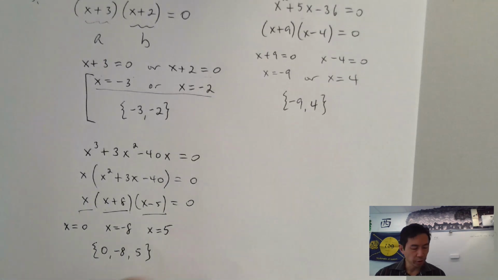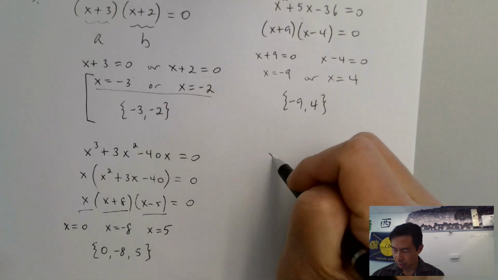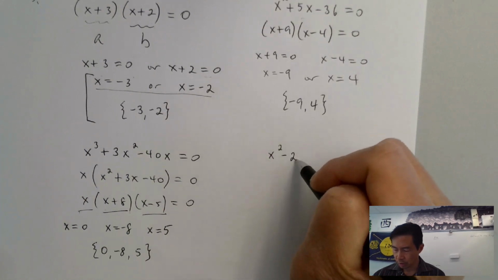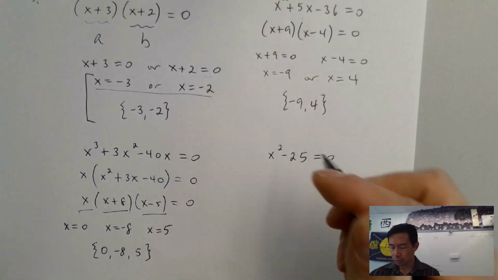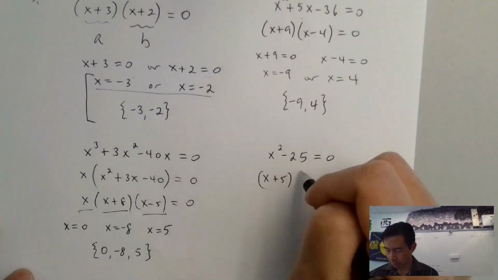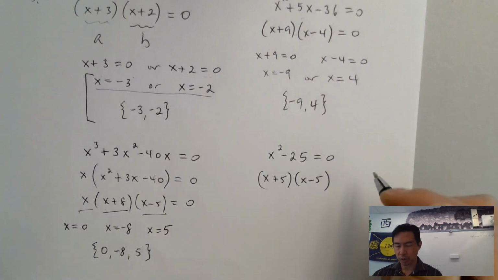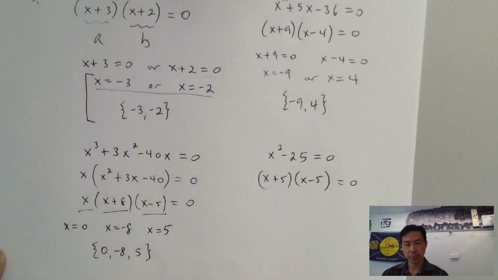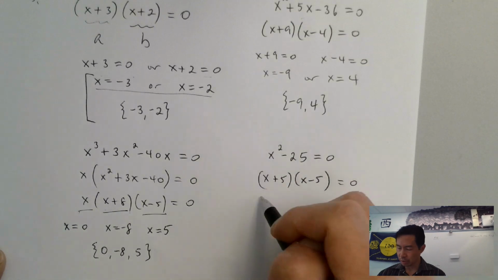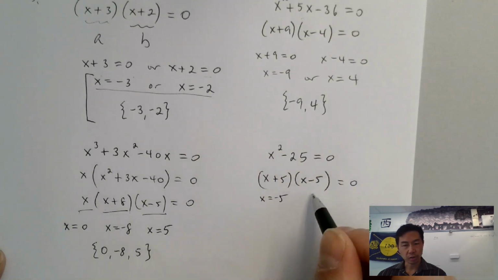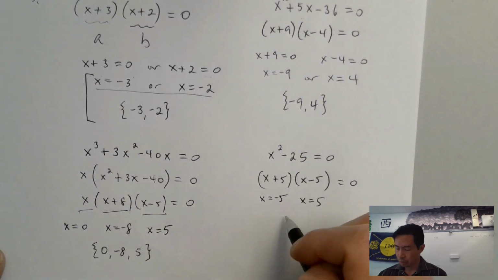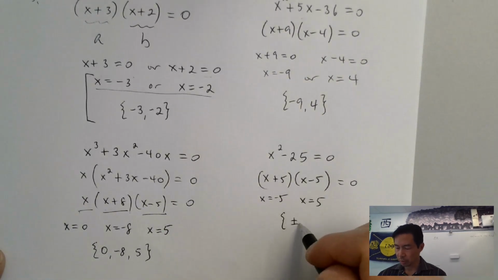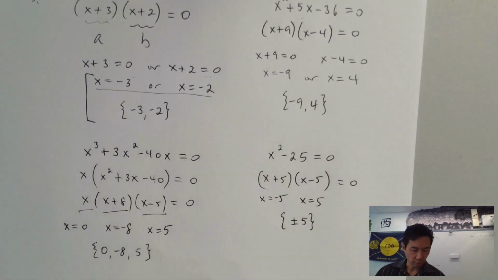Okay, this doesn't only work for trinomials, it also works for binomials. So if you take a simple difference of squares binomial and factor it, you will also get two solutions. If x plus 5 is 0, then x is negative 5. If x minus 5 is 0, x is positive 5. So the solution set is plus or minus 5.